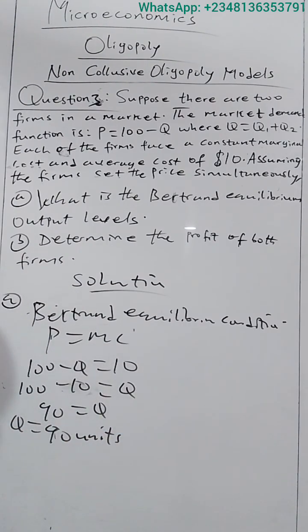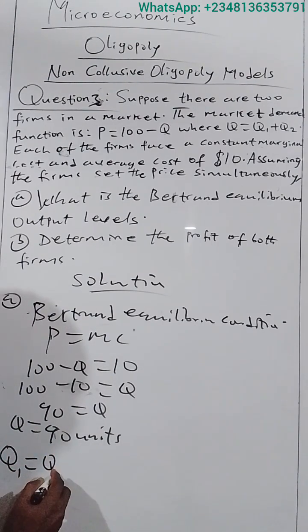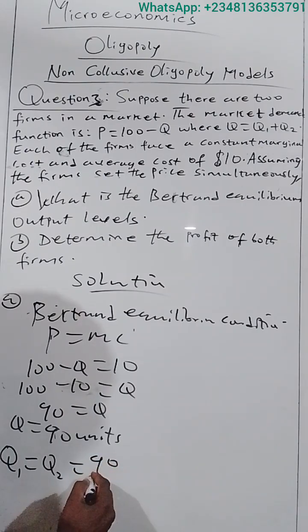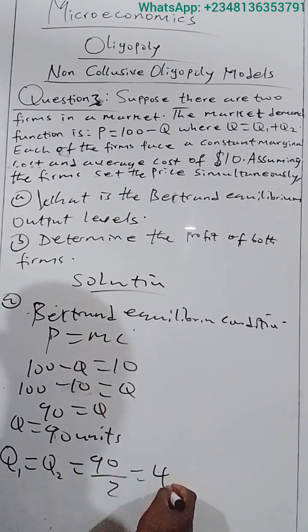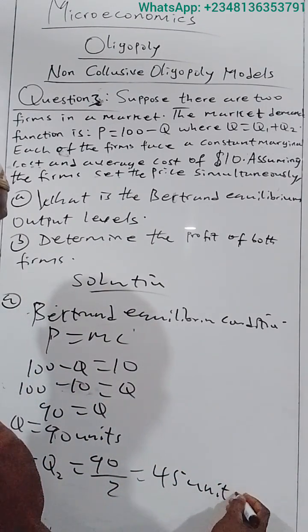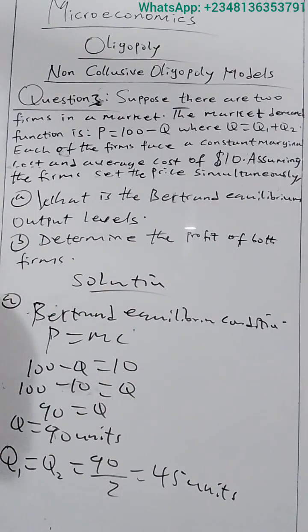So, how do we know the output of each of the firms? The output of each of the firms, that's Q1 equals Q2, which is 90 divided by 2, because there are two firms in the market. If there are three firms in the market, we are going to divide by 3. For 4 in the market, we are going to divide by 4. So, in other words, the answer is 45 units. Each firm in the market has the output of 45 units given the Bertrand equilibrium condition.